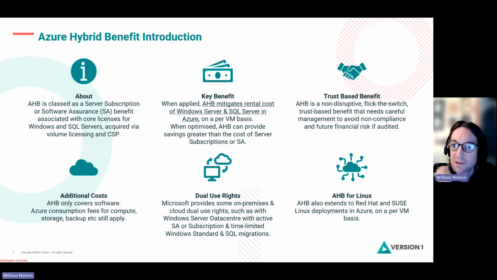So the first way that we look to non-disruptively reduce Azure costs is through Azure Hybrid Benefit. Now, this is deemed as a benefit that's associated with licenses with software assurance, as well as service subscription licenses through CSP and volume licensing. The key benefit being that Azure Hybrid Benefit essentially mitigates the rental cost of Windows Server and SQL Server licenses in Azure on a per VM basis. But when optimized, this can really help provide savings greater than the cost of the server subscription or the software assurance in itself, so provides a return on investment.